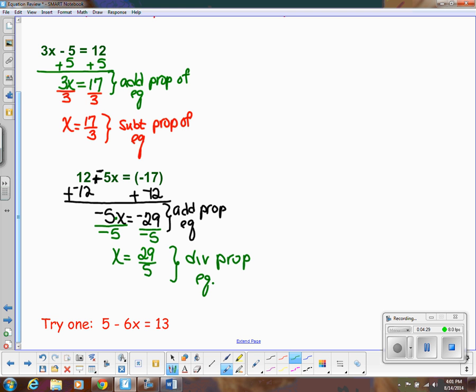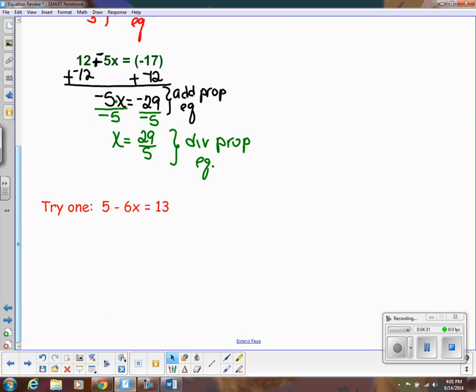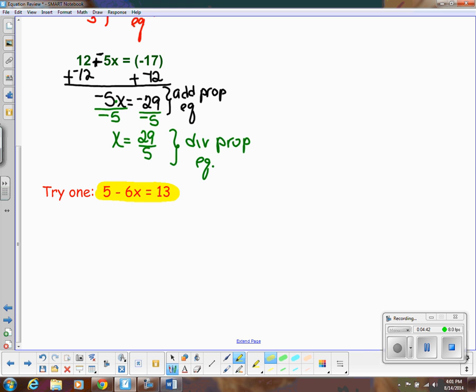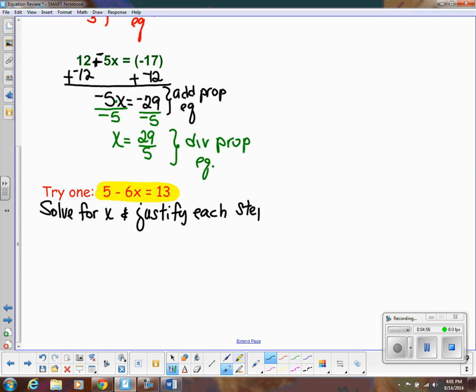All right. Now notice that's about as complicated as a two-step gets. At this point, you need to put me on pause, and you need to write down this problem. And our goal, because I didn't bother to give you directions, is I want you to solve for x and justify, that's a J, justify each step. Okay, so it's time to pause. I'm going to move on, and we're going to work on multi-step equations.